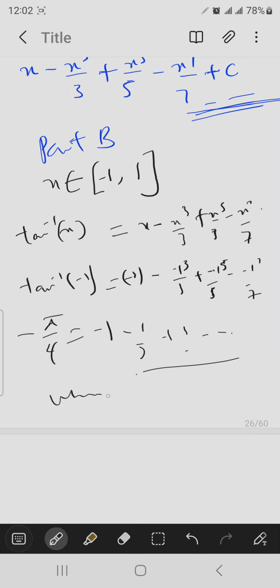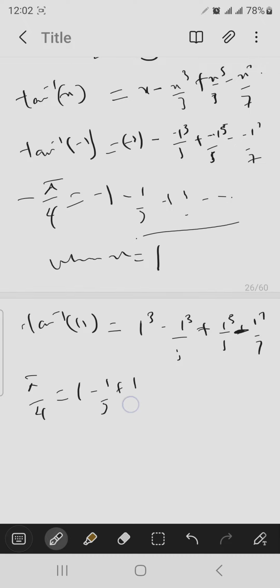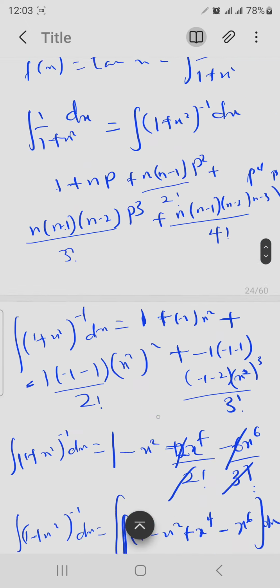You now say that when x equals 1 as well, you now find arctan 1. So this one will now be 1 raised to the power 3, minus 1 cube over 3 plus, instead of minus 1. So you used minus 1 the first time. So this one will be 1 raised to the power 5 over 5 minus 1 over 7 over 7. So you get like that. So this one will now be pi over 4 again, equals 1 minus 1 over 3 plus 1 over 5 minus 1 over 7. From the question, you see that this one resembles what you have, that when they say you should show. The first one is minus, so this one does not tally with this. So it means that this one is a replica of this.